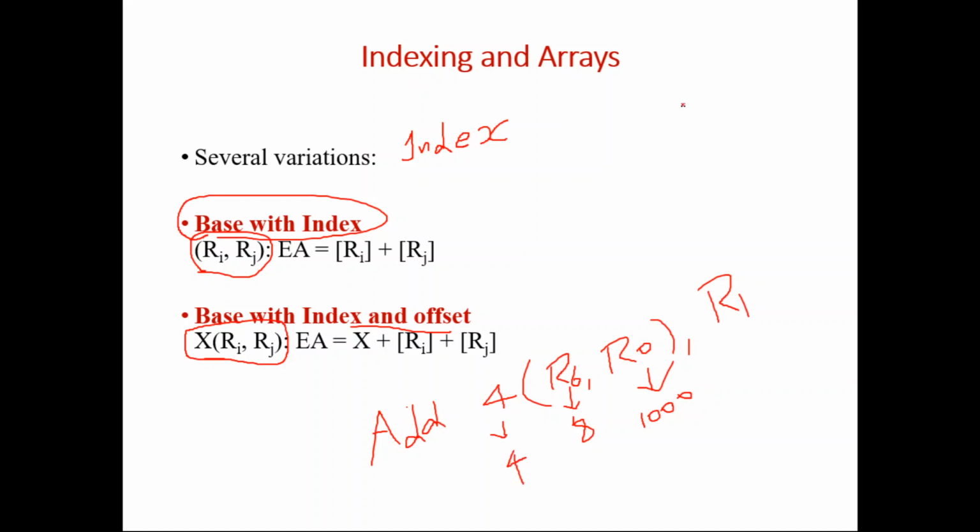So whatever the value at location 1012, say it is 74, and if R1 contains 8, then 74 will be added with 8. 74 plus 8 is 82, and the result will be stored in R1. So there are 3 things here, we are adding 3 things. If you want to do something like that, then you should use base with index and offset. So there are three ways of indexing: basic indexing, base with index, and base with index and offset.